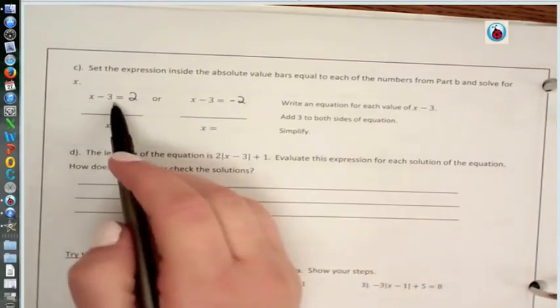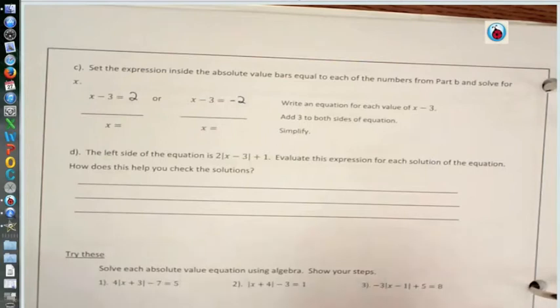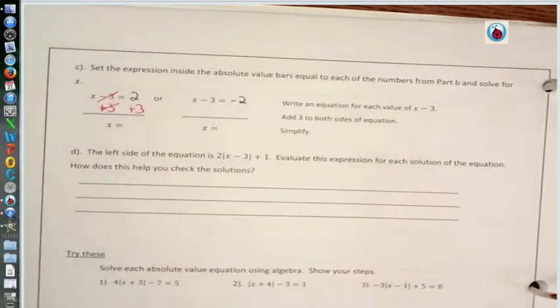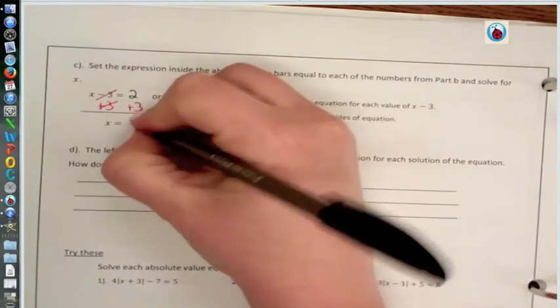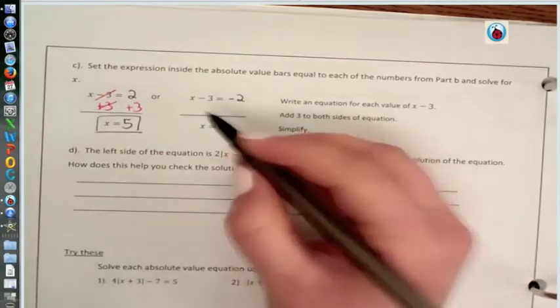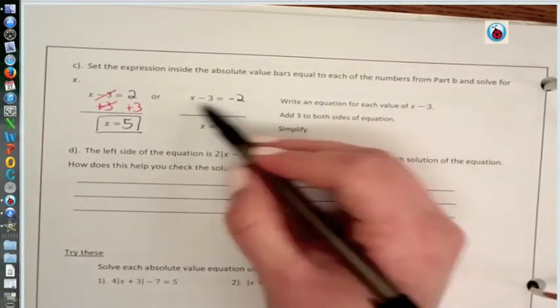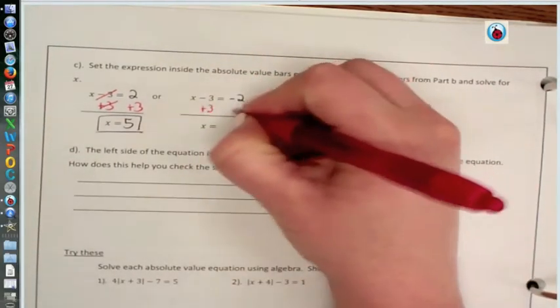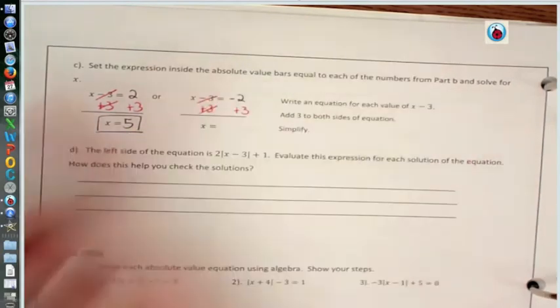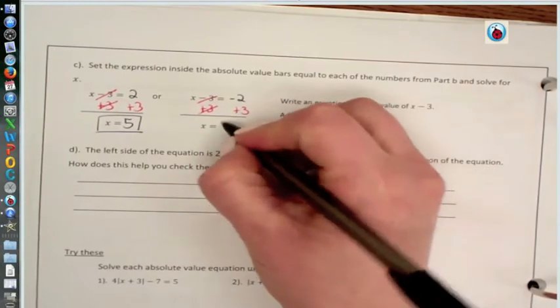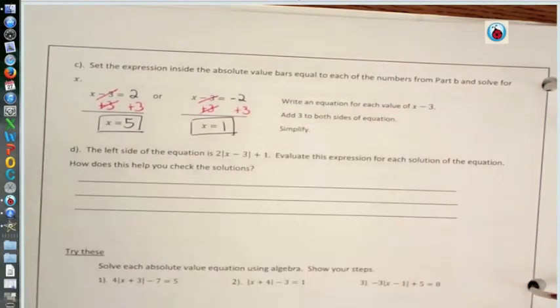So x minus 3 equals 2. I can solve that by adding 3 to both sides. Minus 3 plus 3 cancels, and I get x equals 5. But this is not my only solution. I'm going to get another solution by solving this equation: x minus 3 equals negative 2. I'll solve that by adding 3 to both sides as well. And I get a different answer here. Negative 2 plus 3 is 1. All right, so I have two different answers.